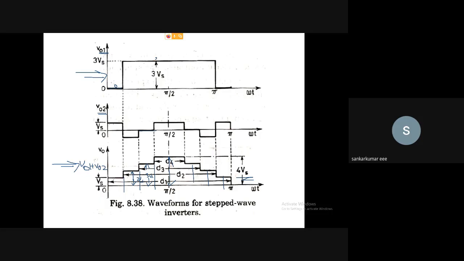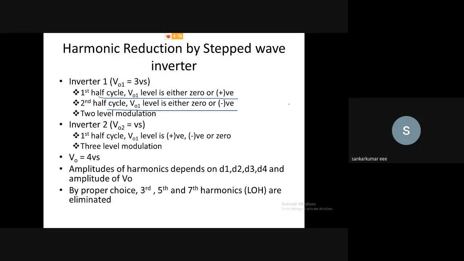So here in this negative half cycle, the output voltage of the first transformer will be like this. So this is for the positive half cycle and this is for the negative half cycle. So this is also minus 3 Vs, that is represented over here. And in inverter 2, in the first half cycle itself, we will have positive, negative or 0. And in the negative half cycle, that is the second half cycle, the output voltage will also be positive, negative or 0. That is called 3-level modulation. The maximum output voltage will be 4 Vs.